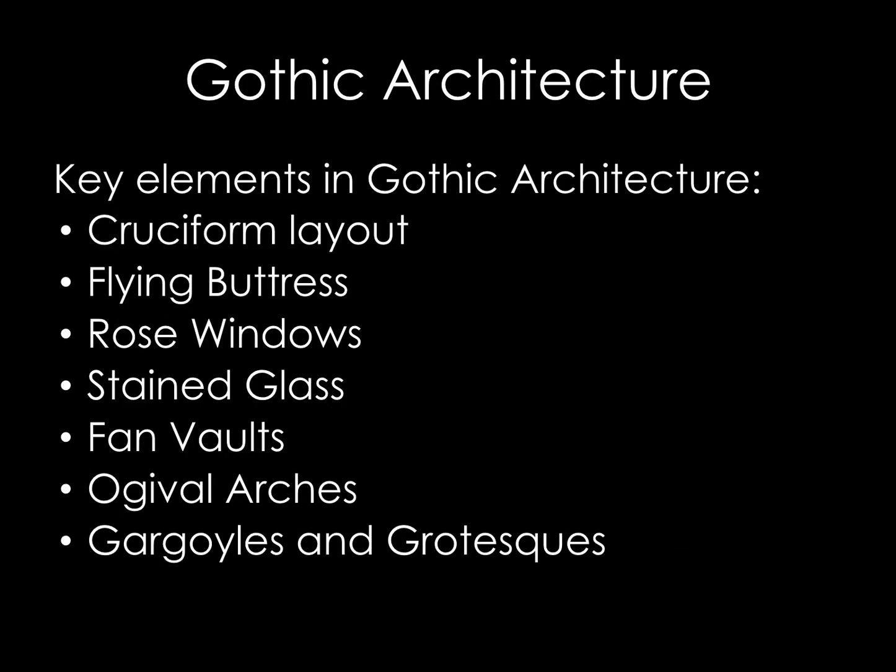Some key elements in Gothic architecture. So these are some things that you can point out that will automatically tell you that it is a Gothic building: a cruciform layout, a flying buttress, rose windows, stained glass, fan vaults, ogival arches, and gargoyles and grotesques.